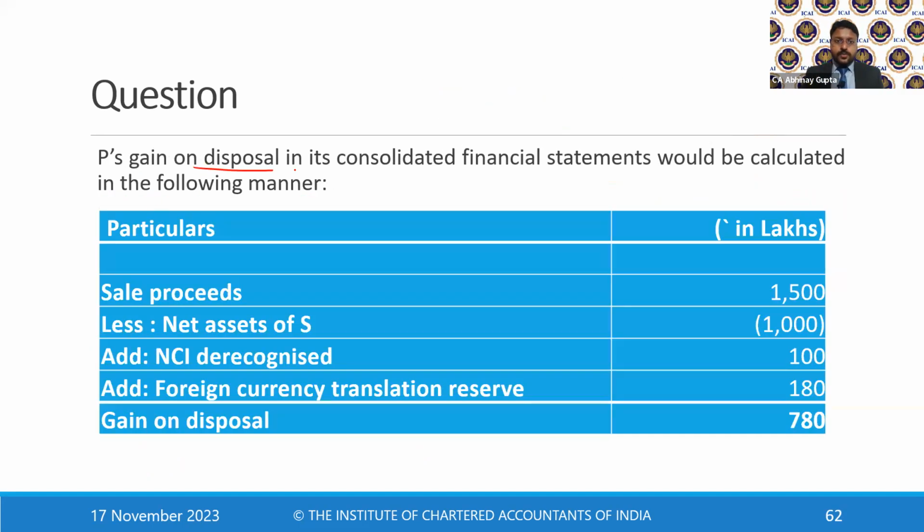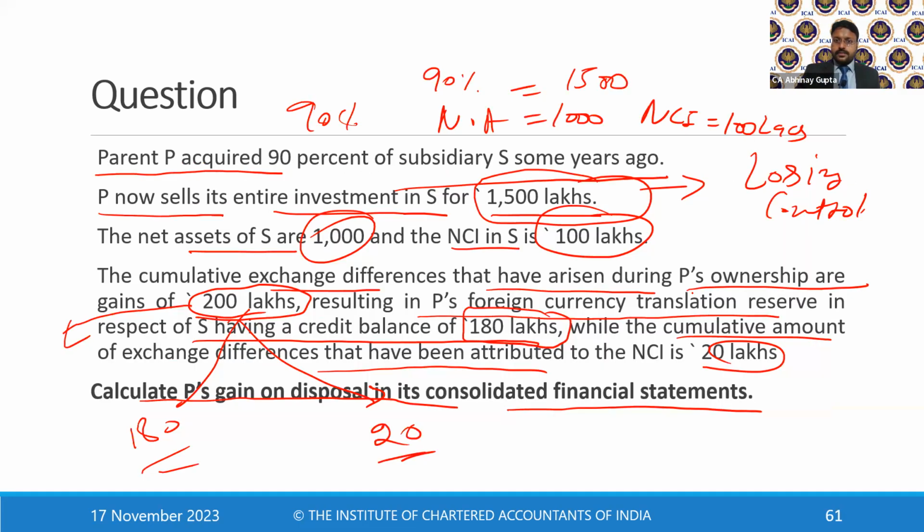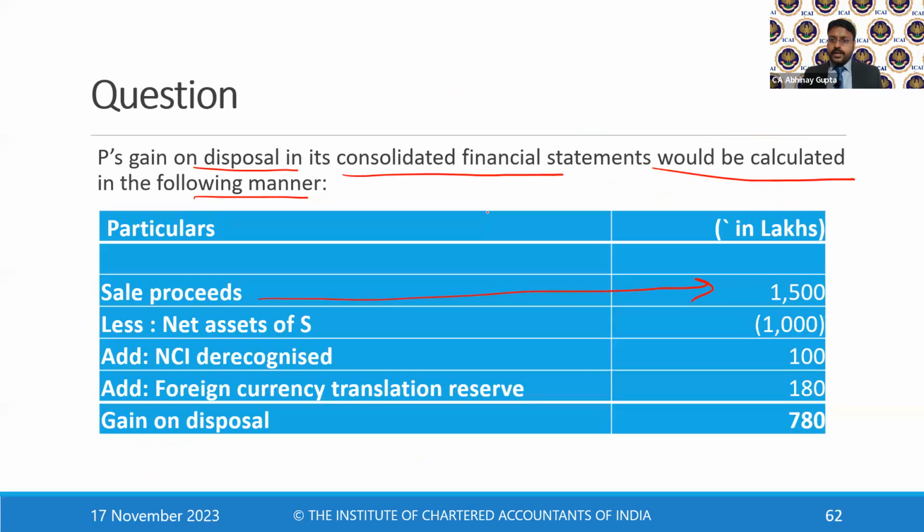Now, P's gain on disposal in its CFS is calculated in the following manner. So what is the sale proceeds? 1500 lakhs. So P now sells its entire investment in S for 1500 lakhs. So 1500 lakhs is the receipt which we are getting by selling the 90% stake in the subsidiary. As on date, net assets of S are 1000 lakhs, so that we will deduct. We will add the NCI, non-controlling interest, which we have de-recognized, so 100 lakhs. And foreign currency translation reserve credit balance, 180 lakhs. So the net gain on disposal would be 780 lakhs.